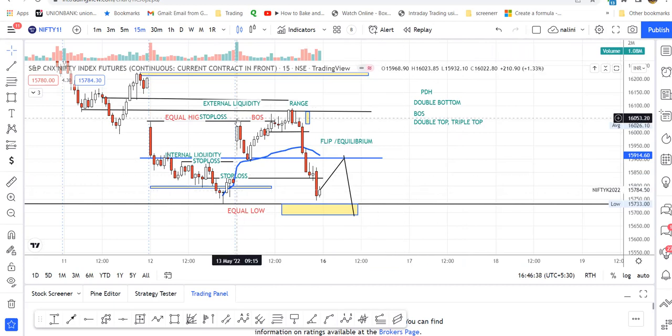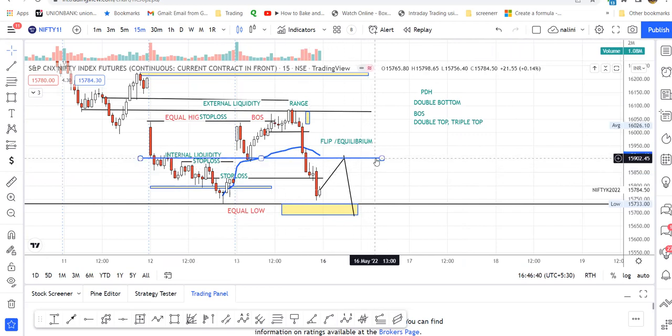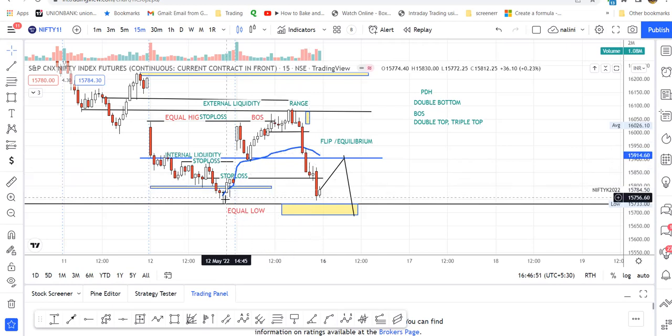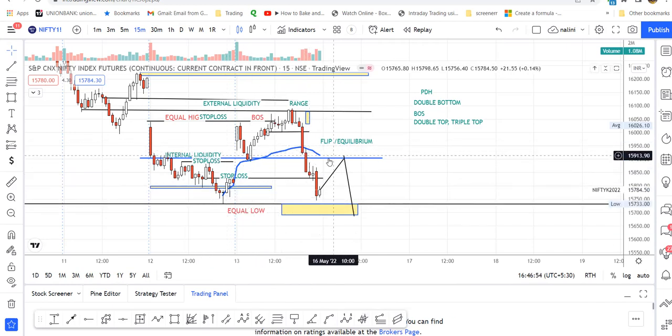So if these are the levels, the equilibrium level for tomorrow's Monday trade, this flip level is very important. And if you have applied the anchored VWAP, the volume weighted average price, it is coming to 15,912. Sometimes it will push through this level to the level of 15,940, then it may turn around.